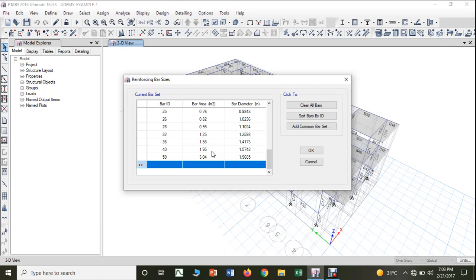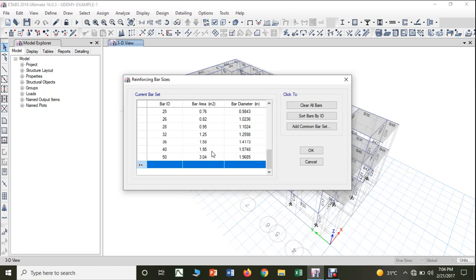Then 12 and 16 mm for the beam, and only 12 mm for the slab. You can make groups like that, and when you define and assign them, the software will design the column for 16 mm. If that is not possible, it will go to 20, or if not, it will take the combination of 16 and 20.